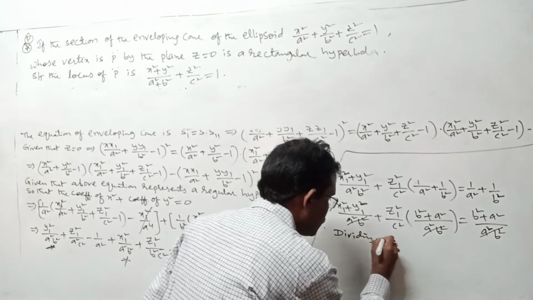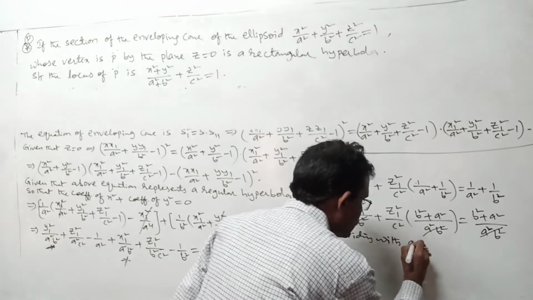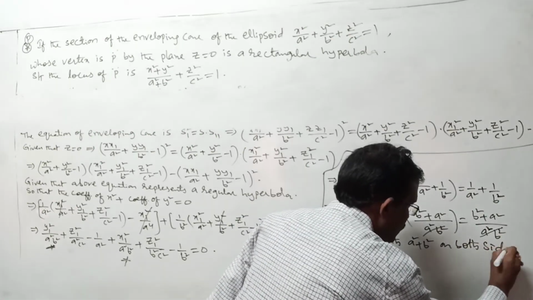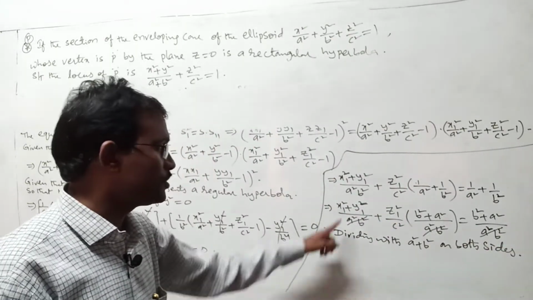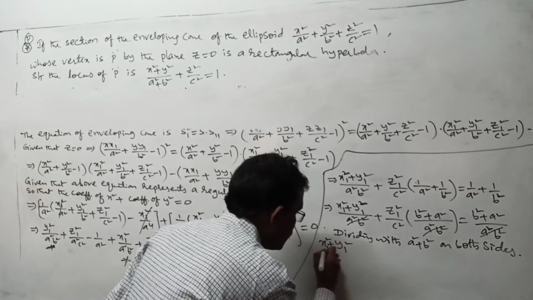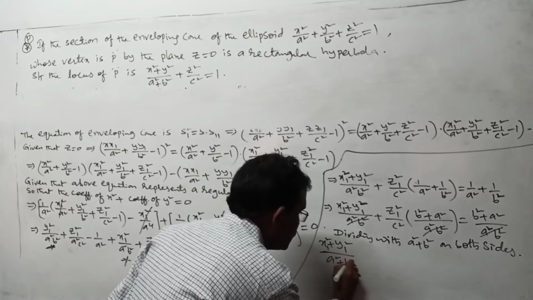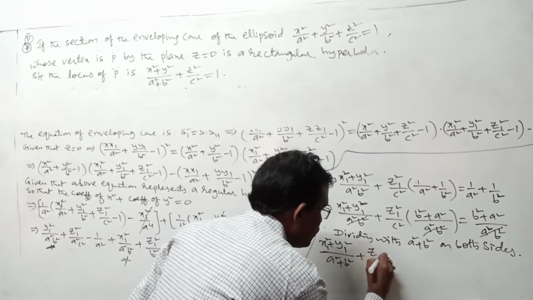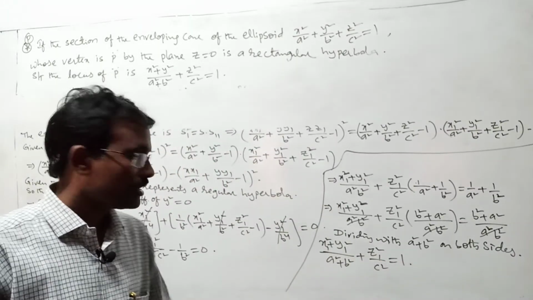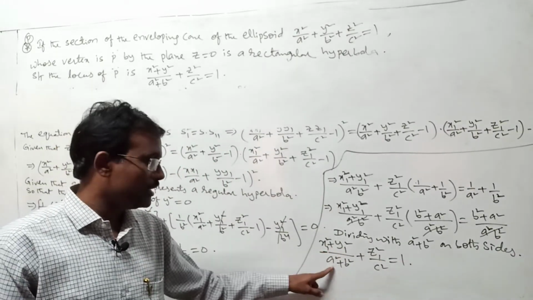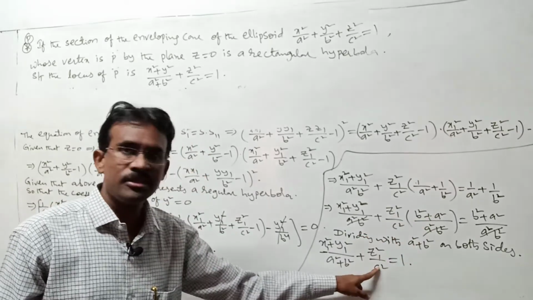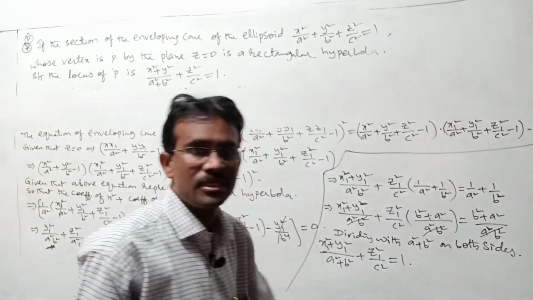Dividing with a square plus b square on both sides, we get what? x1 square plus y1 square by a square plus b square plus z1 square by c square is equal to 1. Any doubt? x1 square plus y1 square by a square plus b square, because we are dividing with this term, these two things get cancelled. z1 square by c square is equal to, these two things get cancelled.